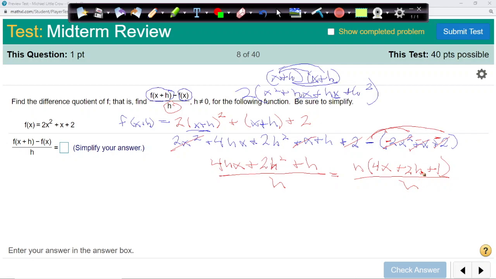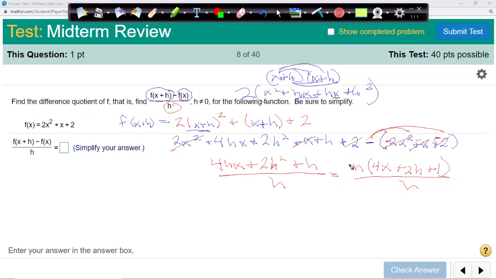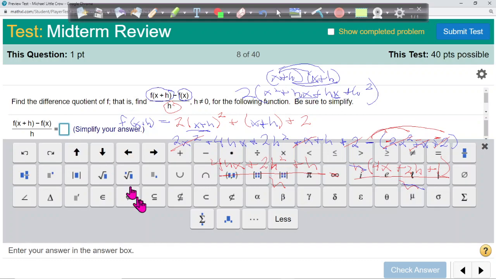Okay. Let's just change color one more time. So when we cancel, this h divided by h is 1. So there's our answer right there. As simplified as we can get it. We can read that: 4x plus 2h plus 1.